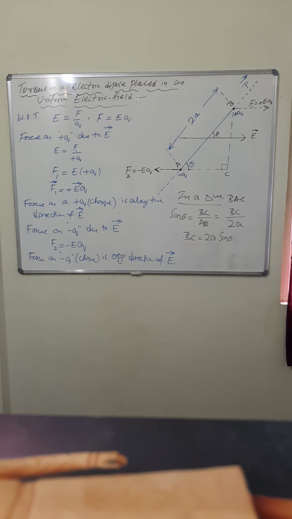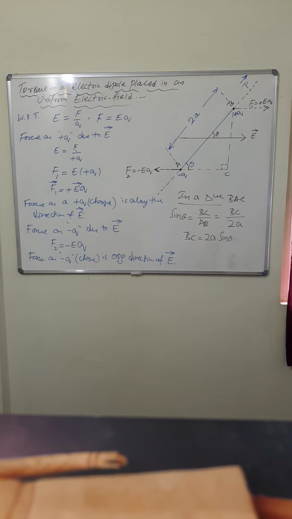Consider a dipole AB of length 2a. A line drawn from negative charge to positive charge is called the axial line. The direction of dipole moment is pointing from negative charge to positive charge. Now this dipole is placed in a uniform electric field E. The angle between the dipole moment and electric field is theta. From the figure, theta and theta are corresponding angles.